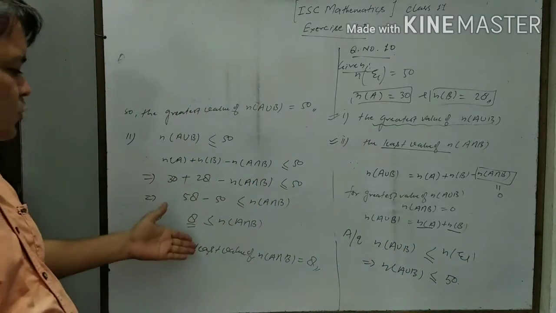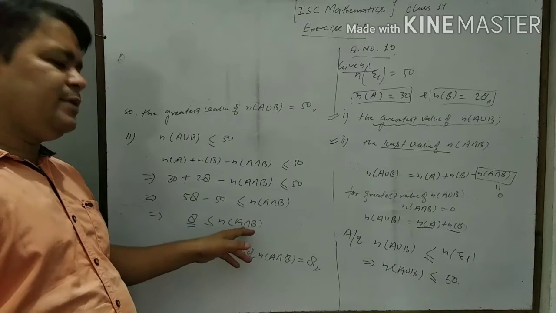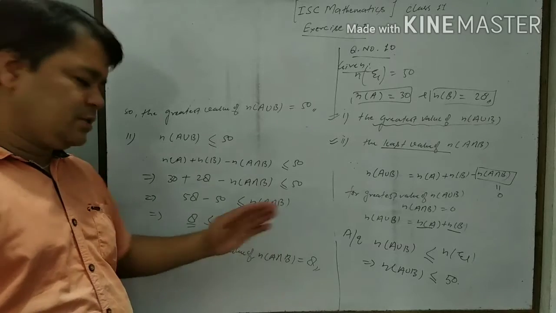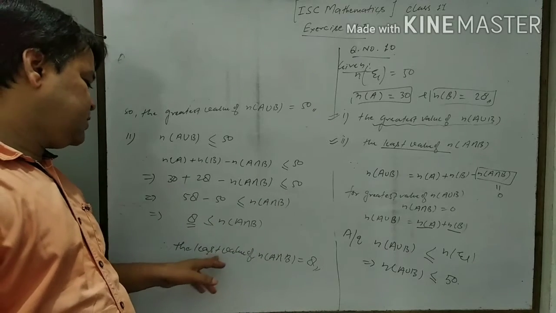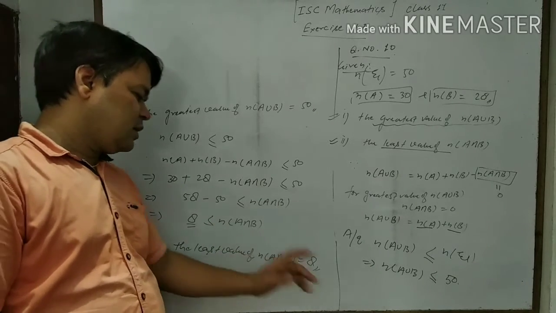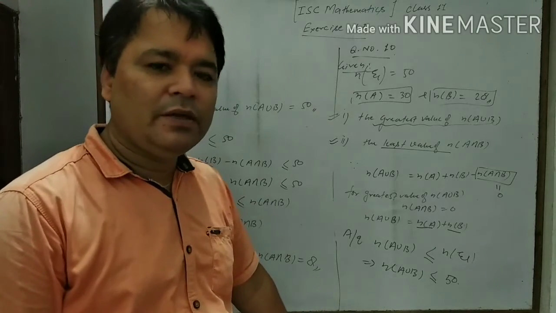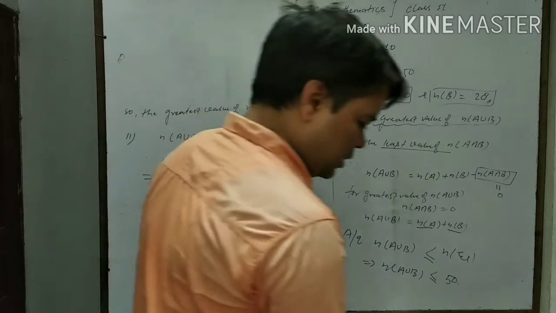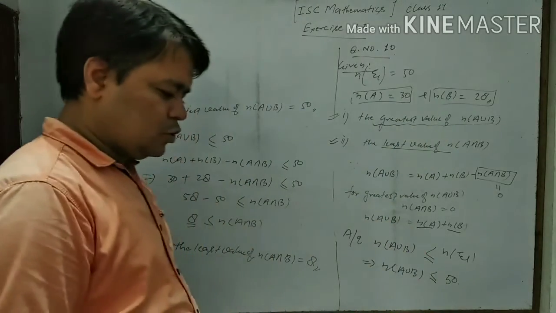Here, according to the formula, the number of elements in set A intersection B will be 8 or more than 8. Therefore the least value of cardinal number of A intersection B will be 8. Okay, here we have just completed two questions.